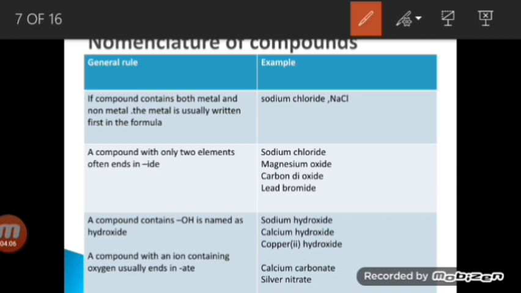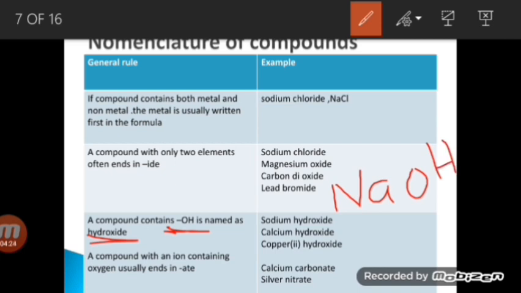The next rule is a compound containing hydroxyl is named as hydroxide. Always remember, whenever a hydroxyl group is present, the compound will have the suffix hydroxide, such as sodium hydroxide. This is the formula.